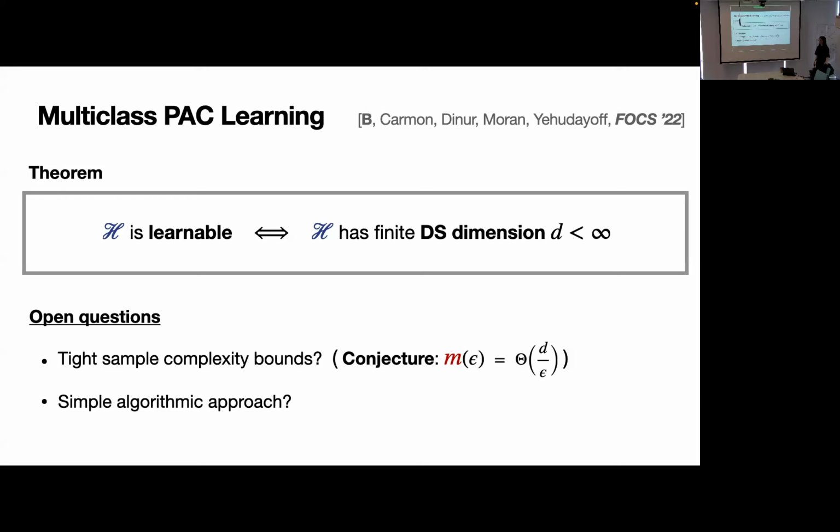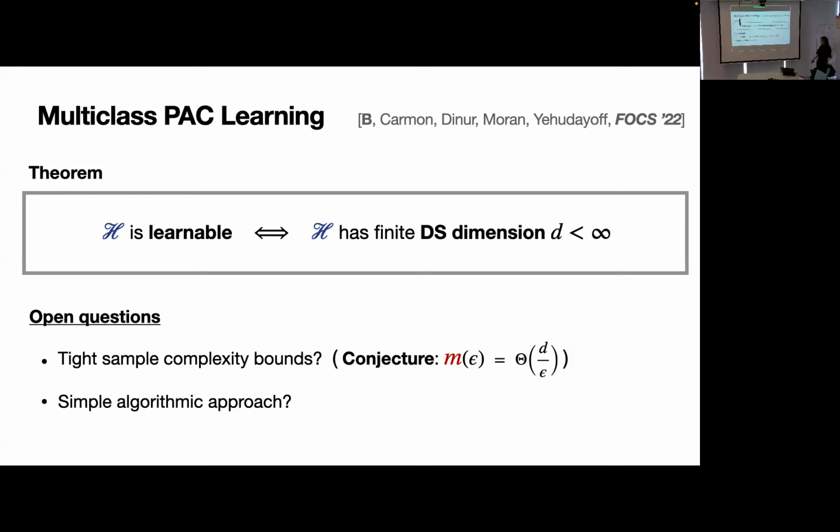Good. Another thing that I want to mention is the algorithmic approach. I alluded to the proof of the upper bound with many different components, very complex. So it would be interesting to get a simplified approach, analogous to what we have in the binary case, the ERM principle. We don't have anything near that in multiclass learning.